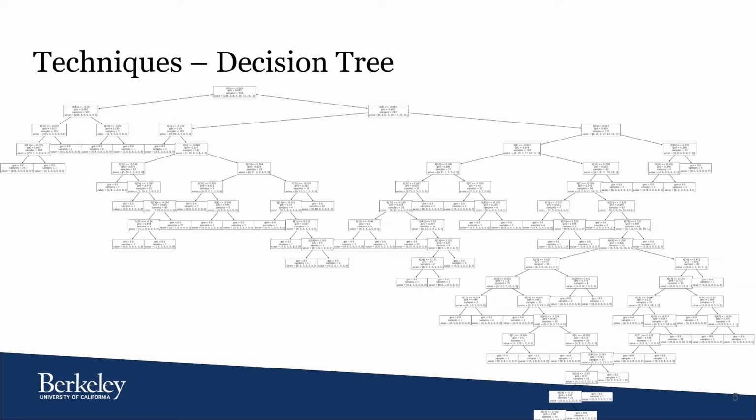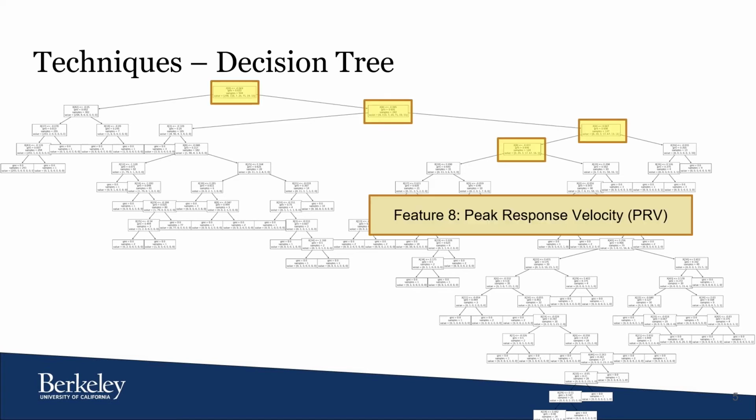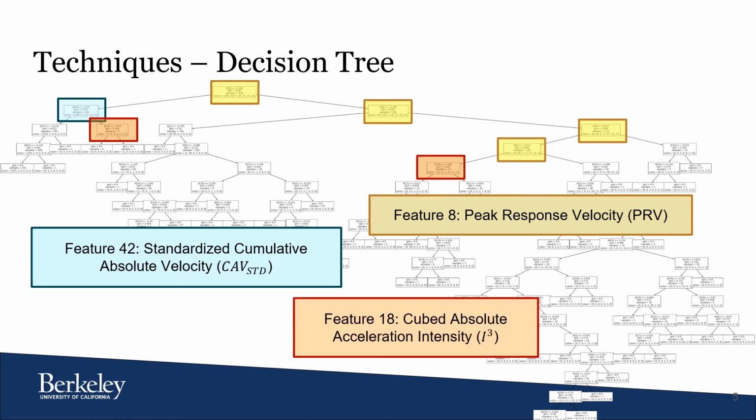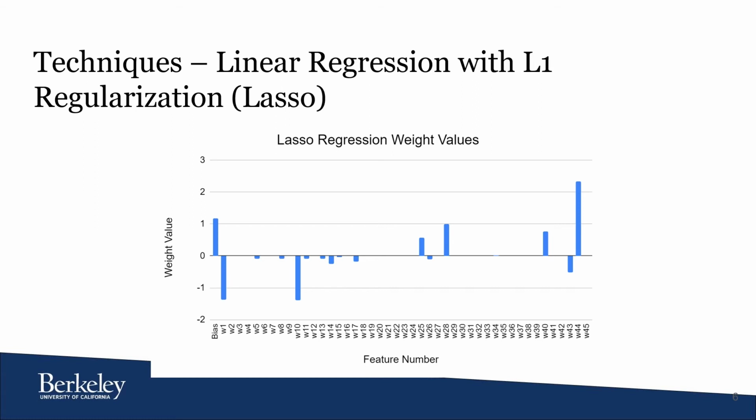The first machine learning technique that we applied was decision trees, which help substantiate the use of at least two features that likely have a strong relationship to the physics of the structure itself. These include peak response velocity, standardized CAV, and cube absolute acceleration intensity. We also applied lasso regression and found that peak response acceleration, Arias intensity, and instantaneous power have good predictive power for damage state labeling. We also see that the peak response velocity and standardized CAV coefficients are non-zero, which is consistent with what we found in decision trees.